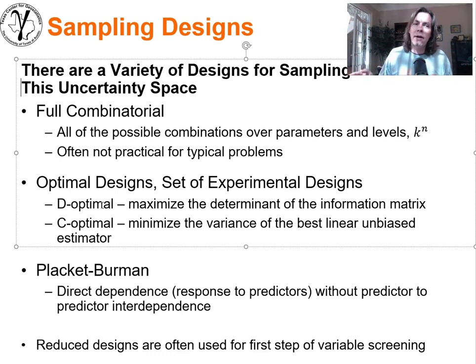Plackett-Burman is another one. There are others. They all have their assumptions. With Plackett-Burman, we're basically trying to capture more of the direct relationships, not so much the interdependencies between variables, but there are a lot of different designs that we can work with.